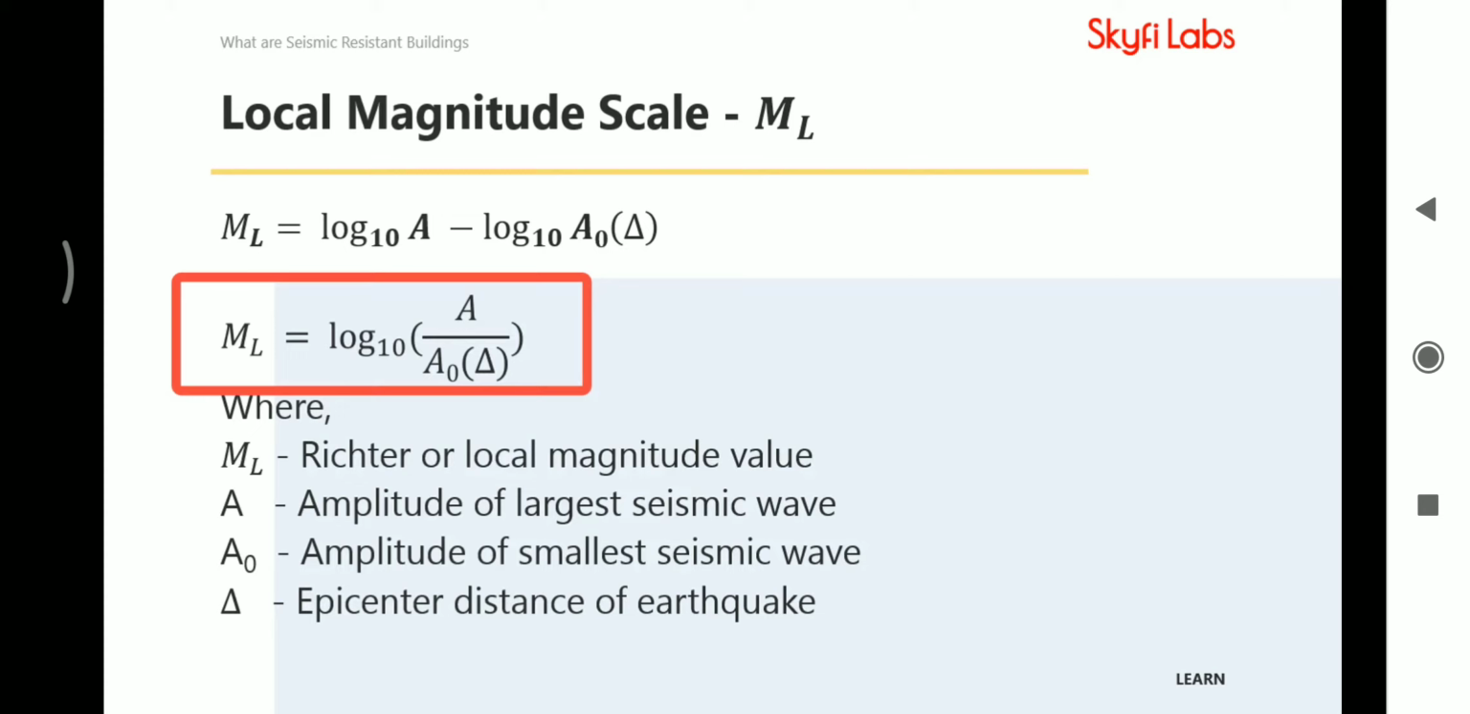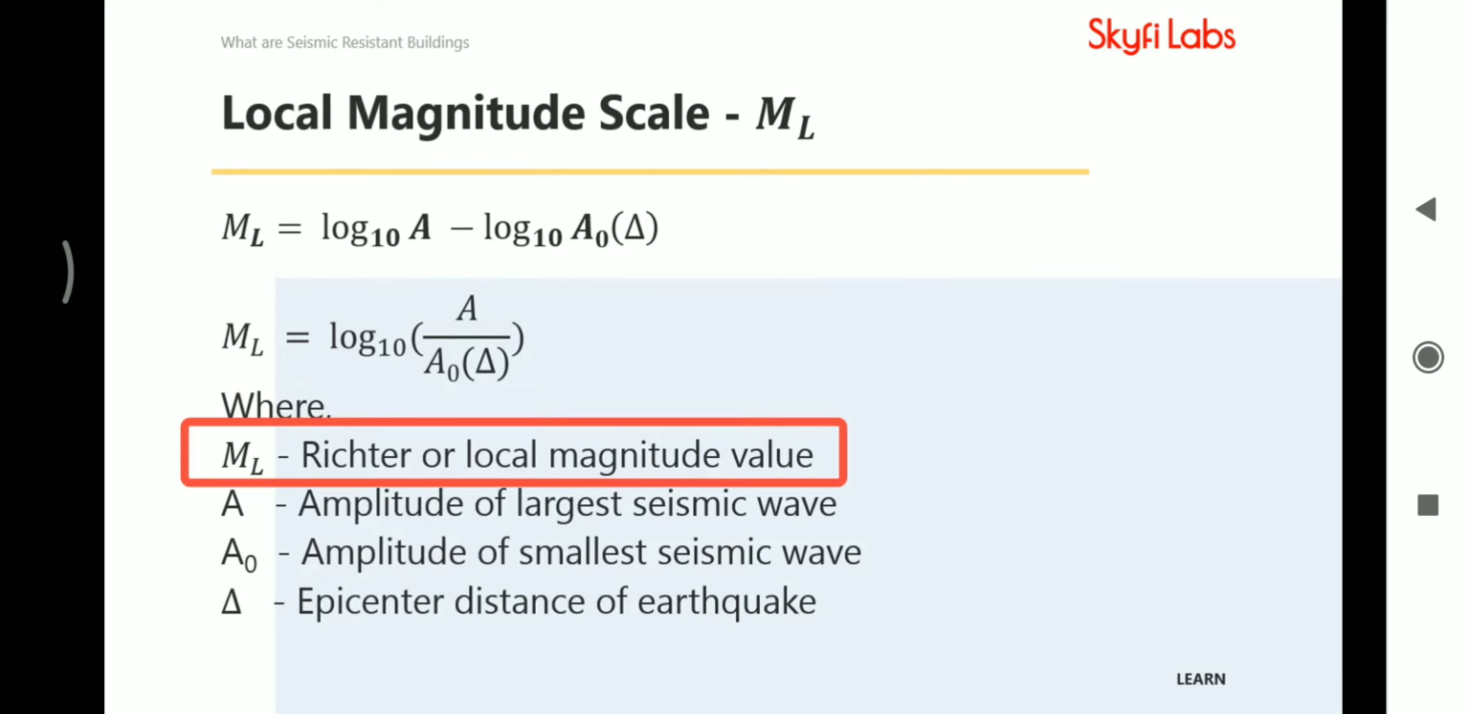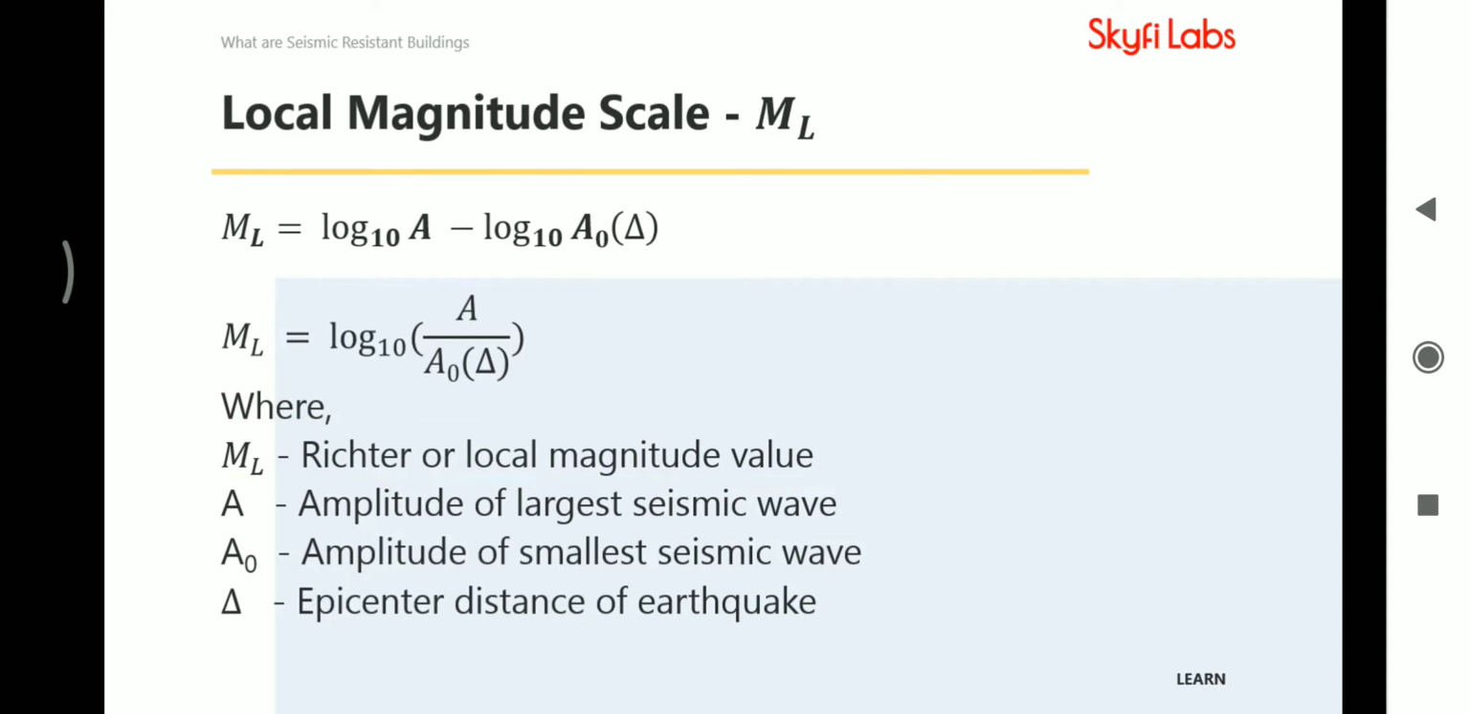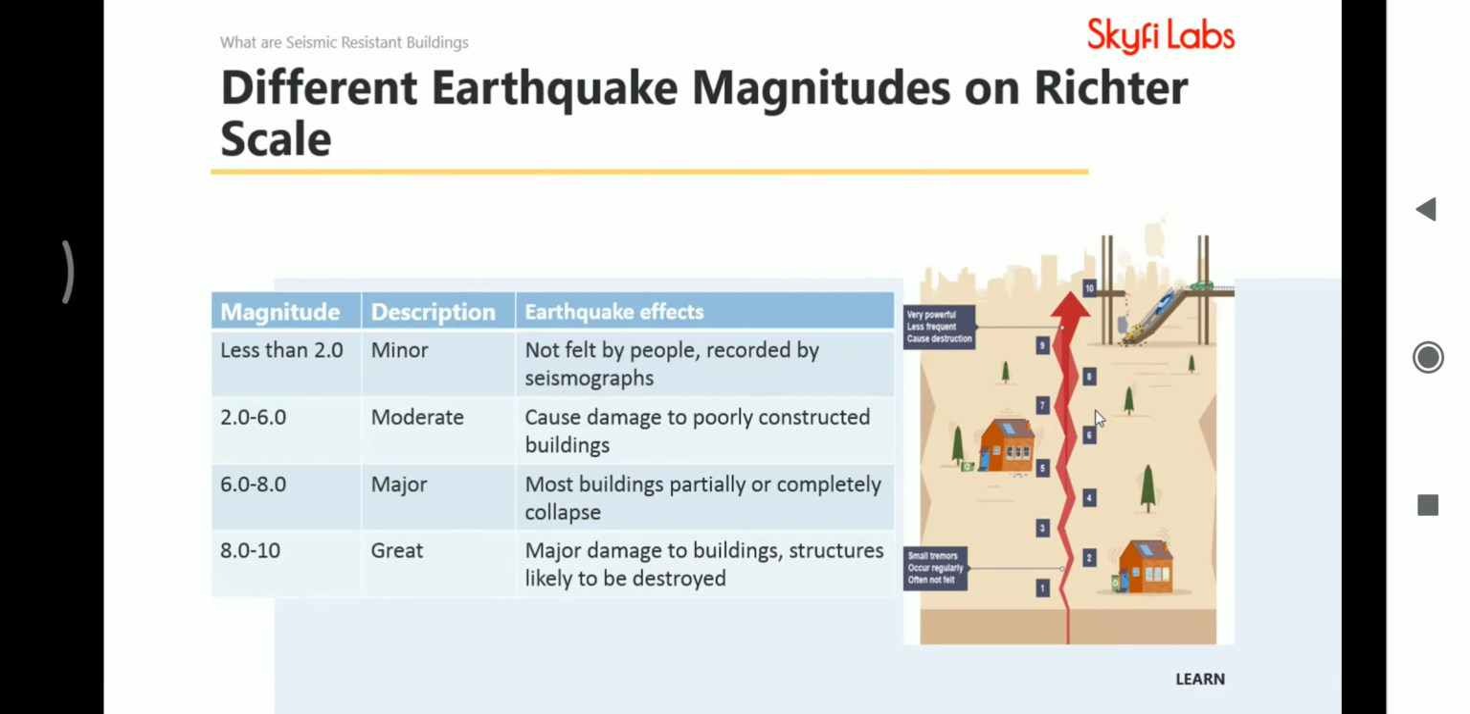The magnitude of an earthquake is measured using the displayed formula, where ML is the local or Richter magnitude scale value, A is the amplitude of the largest seismic wave, A0 is the amplitude of the smallest seismic wave, and delta is the epicenter distance of the earthquake. Different magnitude values have different effects on structures.